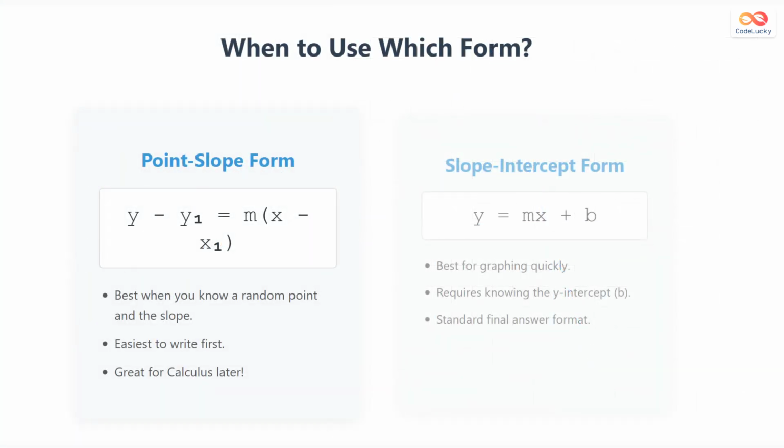You might be wondering why we use this form instead of the popular slope-intercept form, or y equals mx plus b. Point-slope is actually faster when you don't know the y-intercept yet. It is the best starting point for writing equations, while slope-intercept is usually better for graphing them later.